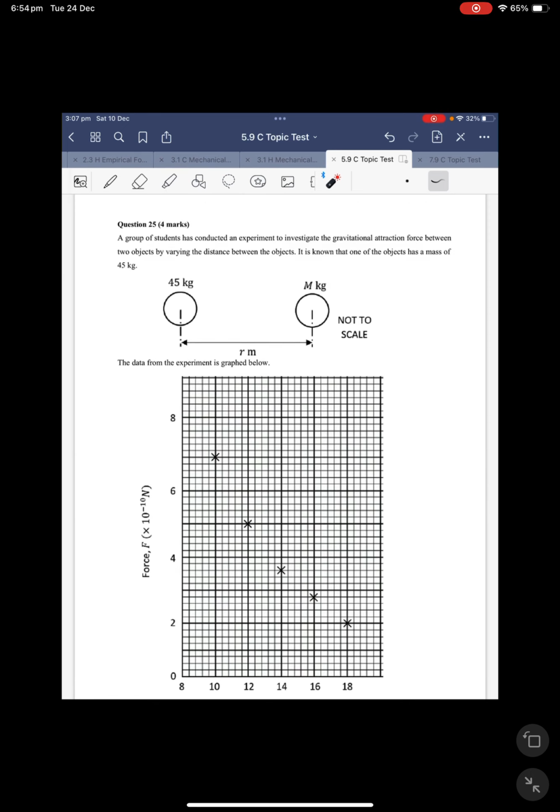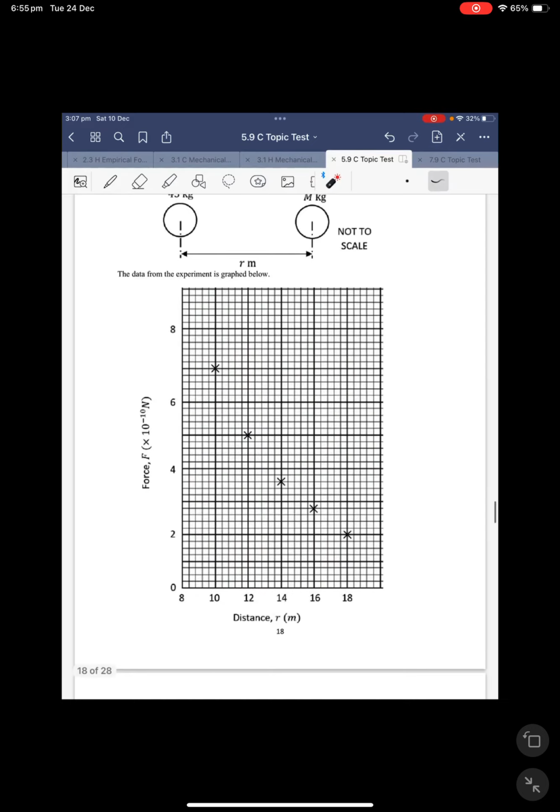Alright, question 25. This is testing your working scientifically skills. We have an investigation to investigate the gravitational attraction force between two objects by varying the distance between the objects. It is known that one of the objects has a mass of 45 kilograms. And here we have a graph of the experiment below.